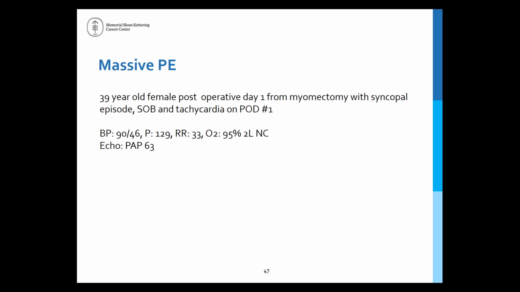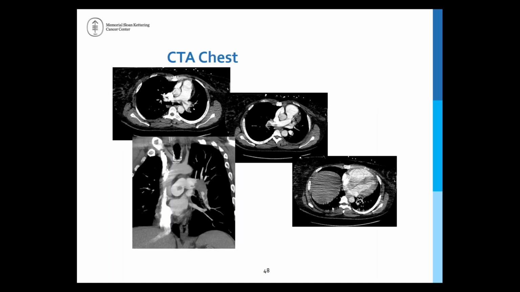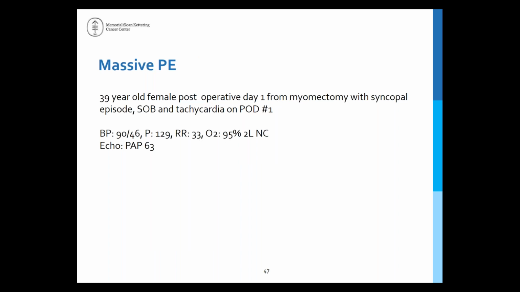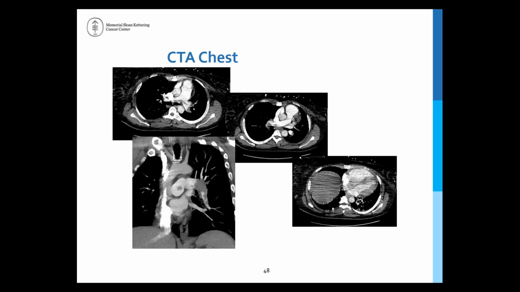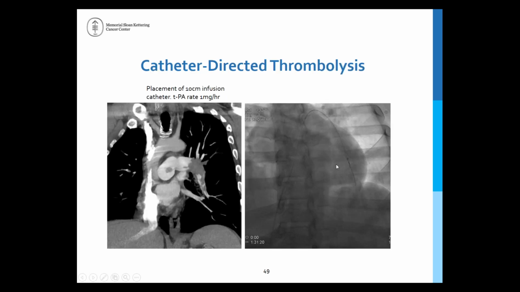She was hypotensive initially, but when we saw her, she had a blood pressure that was kind of borderline. She was tachycardic, and she had a pulmonary artery pressure of 63. On the CTA of the chest, we saw that, number 1, there is a saddle embolus, and more importantly, the right ventricle to left ventricle ratio is increased, because you see how dilated the right ventricle is.